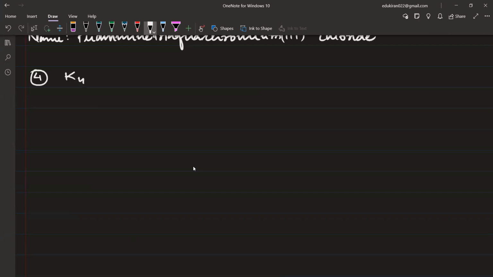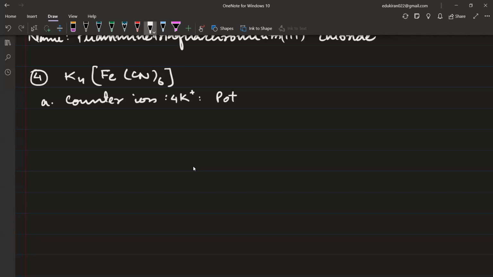Here we have K4. That means our complex ion is anionic now. Fe(CN)6 in brackets, so that part is the same. The counter ion is K plus. How many K? We have 4 K plus, which will be written as just potassium, not tetra potassium.